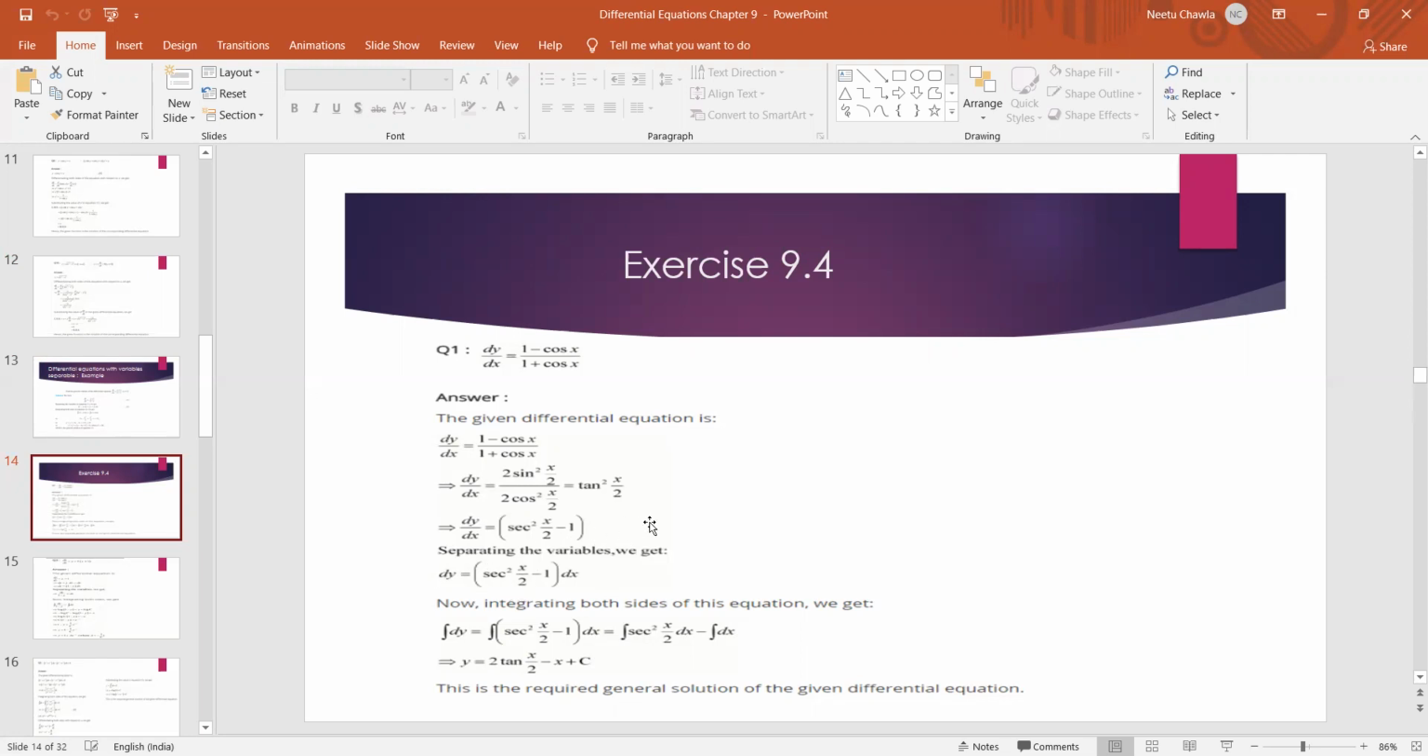Now taking dx towards right hand side and integrating. So we are having here integration of dy, that will be y, integration of sec square x upon 2, which is tan x upon 2 upon 1 upon 2, which will give you 2 tan x upon 2 minus x plus c. I already told you the constant will be only towards the right hand side. So maximum times you will be getting the answer in the form of y. Y is equal to something in the form of x plus c. This c is very much necessary. That is the integration constant. So this is our general solution.